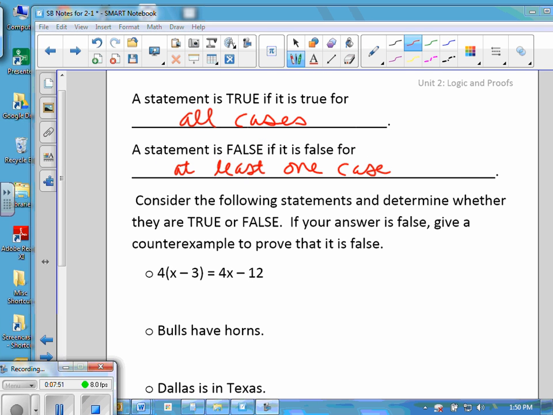Okay, let's see how well you understand true-false statements. Go through the statements on this page and list whether you believe they're true or false. Stop the video, complete the whole page, and we will spot check these. When we check your books, these should all be complete.